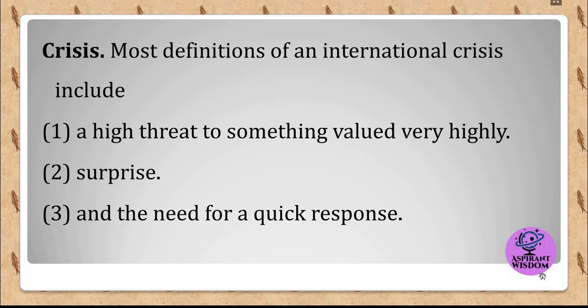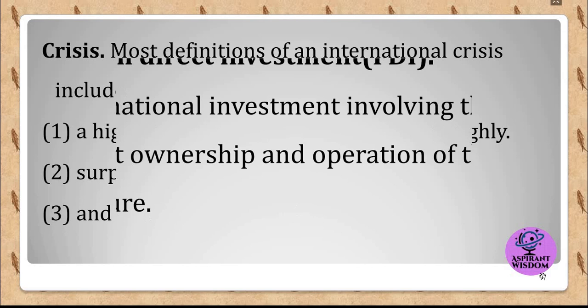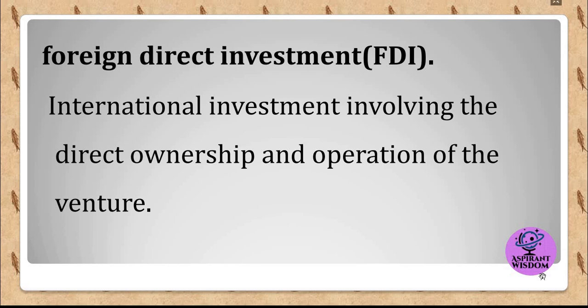Crisis. Most definitions of an international crisis include: 1. A high threat to something valued very highly. 2. Surprise. 3. And the need for a quick response. Foreign direct investment, FDI. International investment involving the direct ownership and operation of the venture.